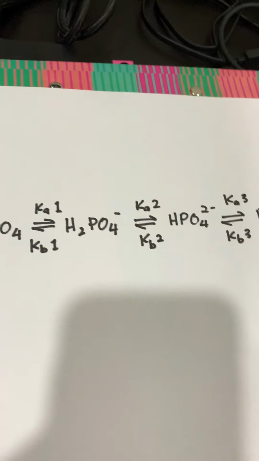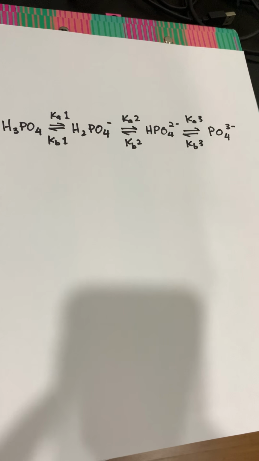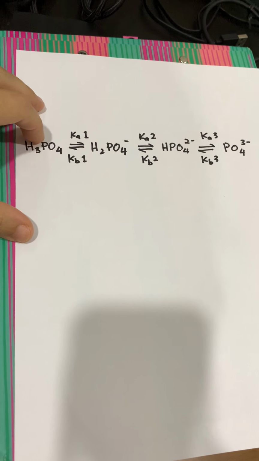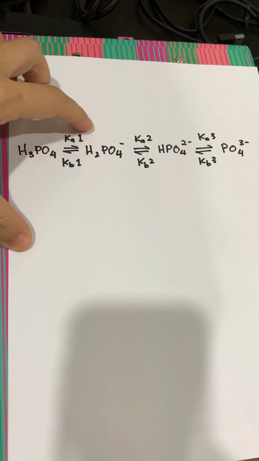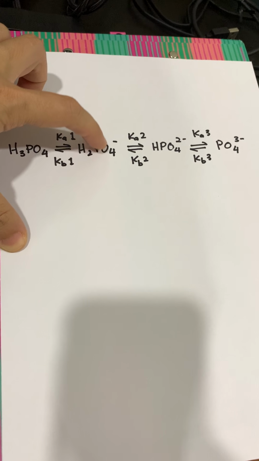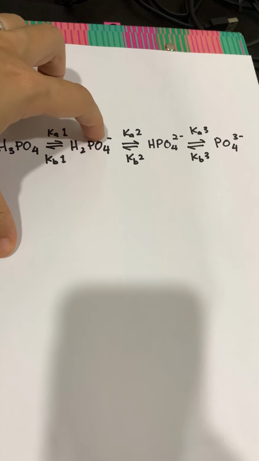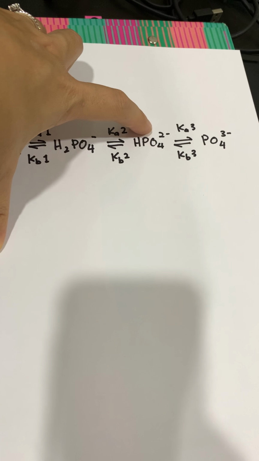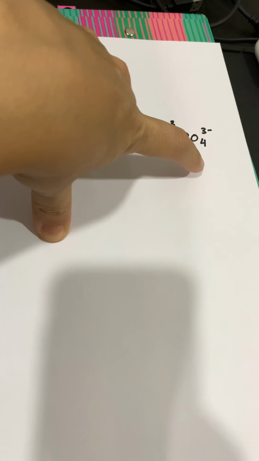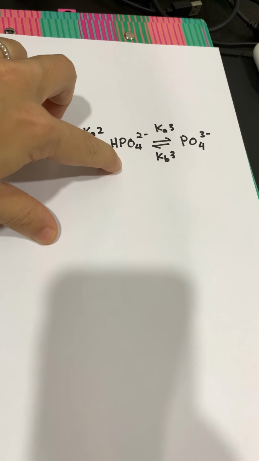And now I've written it down on my sheet here. So the first dissociation, losing the first proton, Ka1. And you can calculate the reverse of the Kb. The second dissociation, Ka2, losing another proton. The Kb2 is that way. And then Ka3, the last dissociation, and Kb3 as well.